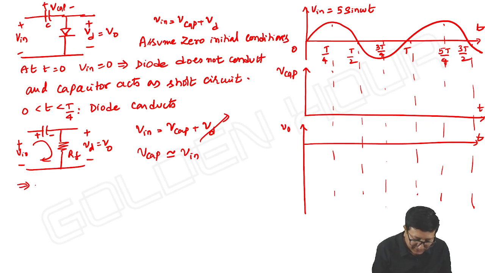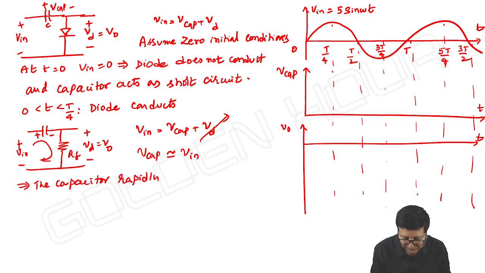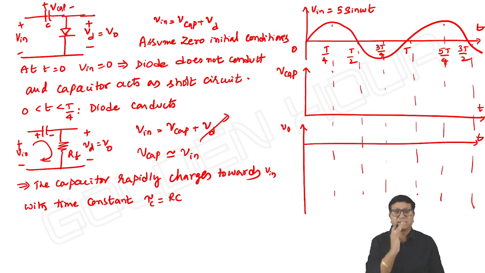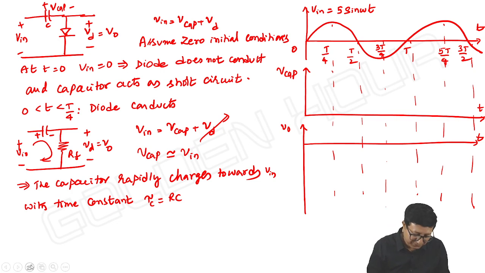So this implies the capacitor rapidly charges towards input with time constant tau c, the charging time constant, which is equal to RC. Okay, it is fine.